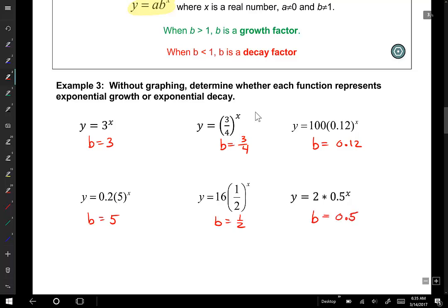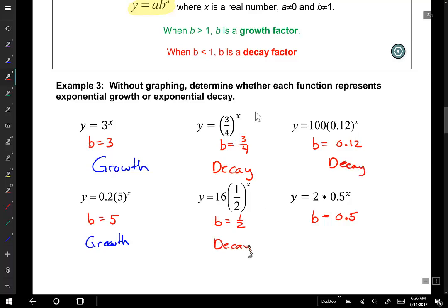Notice the b value is always what the exponential part is working on. And so I'm just going to put growth versus decay. This is going to be an example of growth. Our other one that is greater than 1, this is also an example of growth. And then the rest are all going to be examples of decay, because all of the other values of b are less than 1.